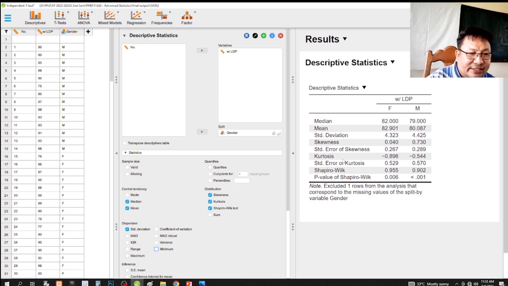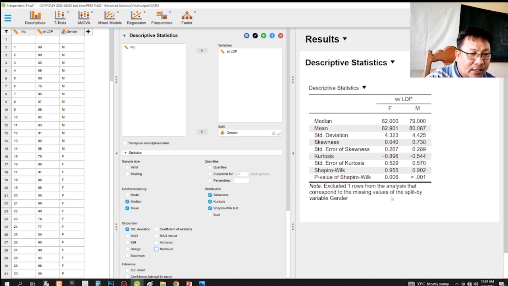For the kurtosis, it shows a negative value, negative 0.896 and negative 0.544. This means that the kurtosis is platykurtic and it is not normal. We can say that the kurtosis is normal if the value is 3. If it is less than 3, it's not normal. If it's greater than 3, it's also not normal. So therefore, the data distribution is not normal.